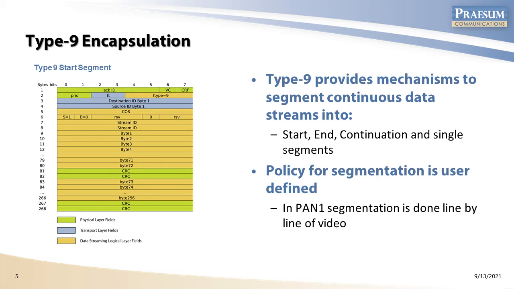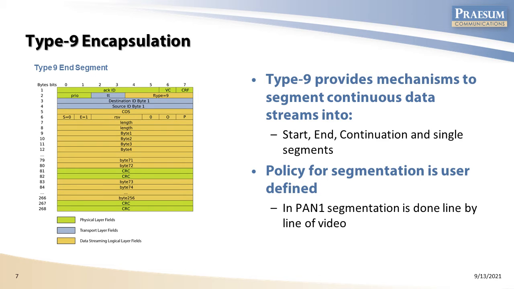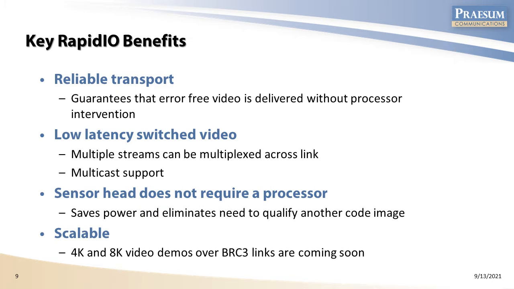Type 9 encapsulation is defined in the data streaming specification and provides mechanisms to segment continuous data streams into start, end, continuation, and single segment packets, as shown in this figure. The policy for segmentation is user-defined. In PAN1, segmentation is done on a line-by-line basis on the video stream.